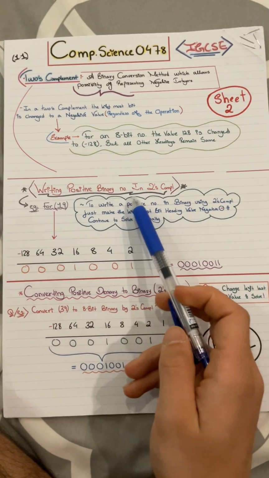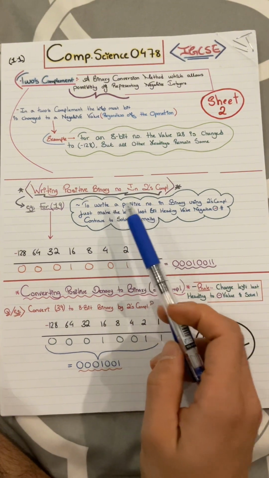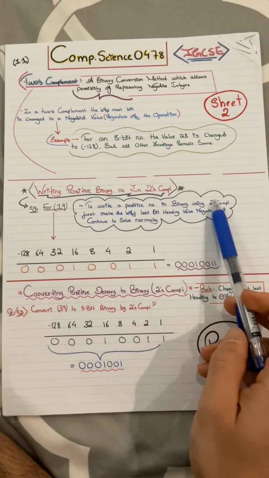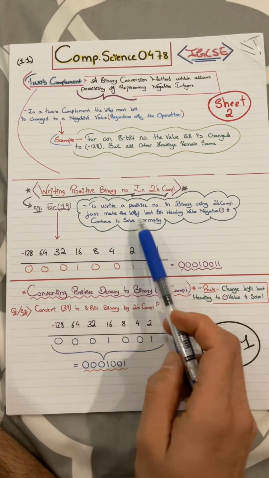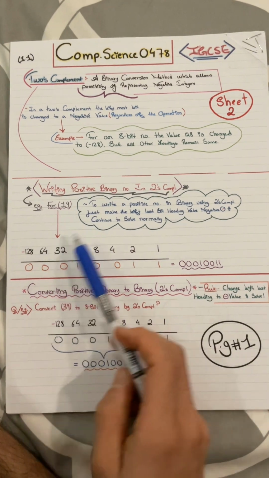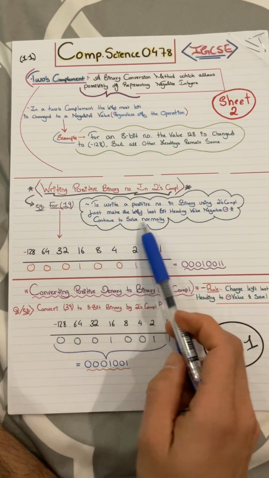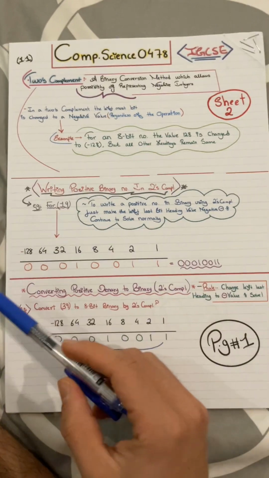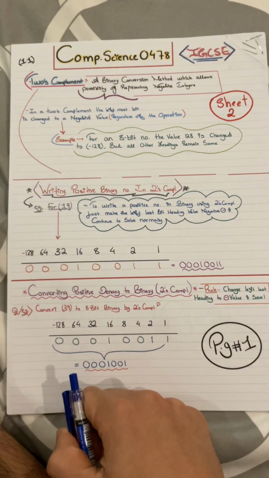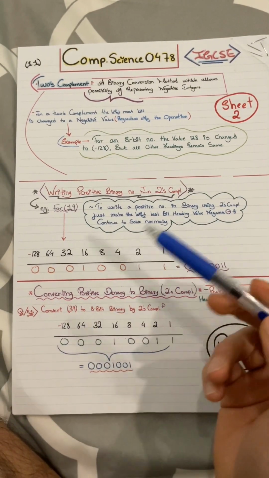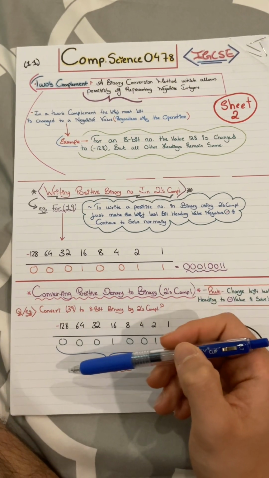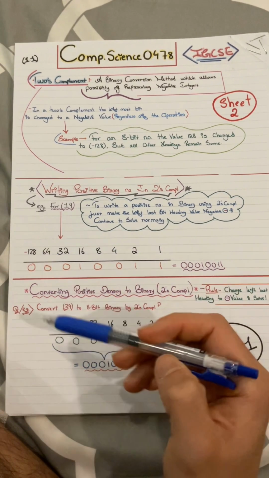Writing a positive binary number in 2's complement. To write a positive number in binary using 2's complement, just make the last bit heading value negative and continue to solve normally. So for example, this is your denary number and I want to convert it to a binary number. What am I going to do? I'm going to first make a table of the headings.